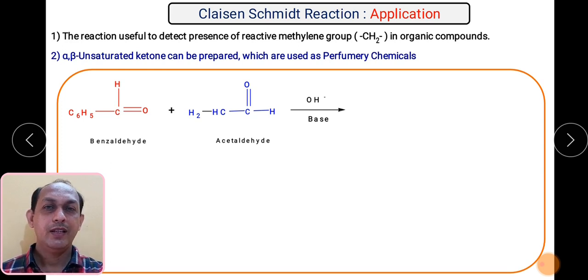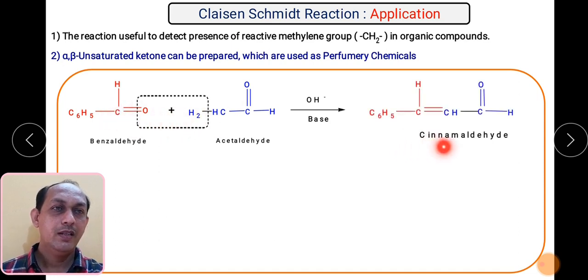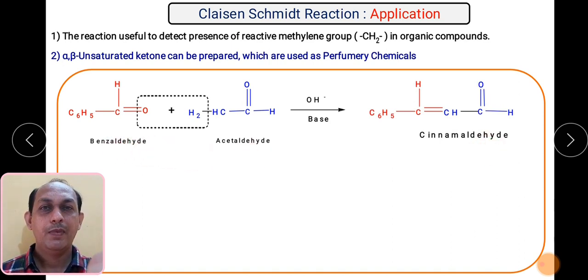Already we have seen the reactions. Condensation of benzaldehyde with acetaldehyde forms cinnamaldehyde. Water is being removed. Second slide only. So what will happen? A carbon-carbon double bond forms, so cinnamaldehyde is formed from the condensation of benzaldehyde with acetaldehyde. So this is the application only.